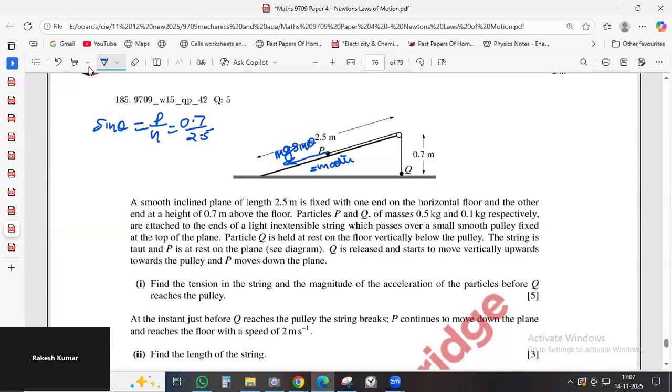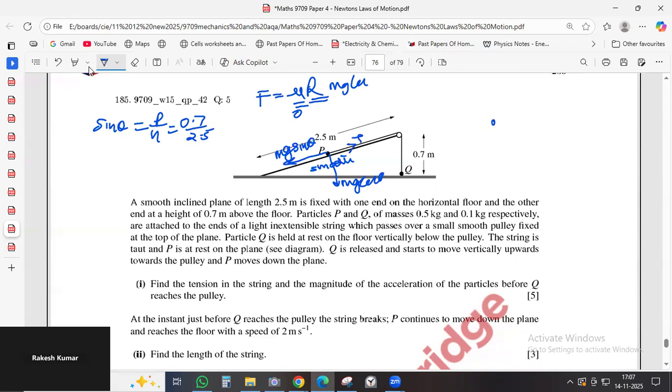There will be a reaction, which will be mg cos theta, but that's irrelevant because F is mu R, which works only if there is friction. The reaction mg cos theta is required only if there is friction, but mu is zero, so it's not required. If you see this body, there is another tension force acting here.